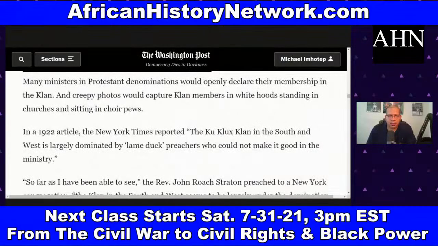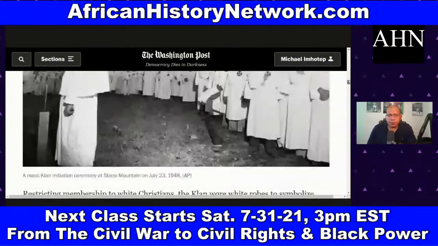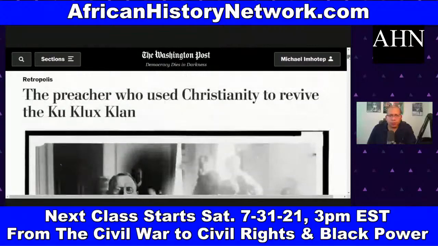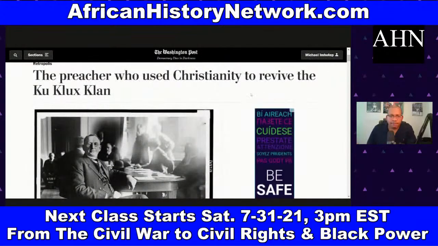Many ministers and Protestant denominations would openly declare their membership in the Klan, and creepy photos would capture Klan members in white hoods standing in churches and sitting in choir pews. In a 1922 article, the New York Times reported, quote, the Ku Klux Klan in the South and West is largely dominated by lame duck preachers who could not make it good in the ministry, end quote. So check out the rest of this article here: The preacher who used Christianity to revive the Ku Klux Klan.